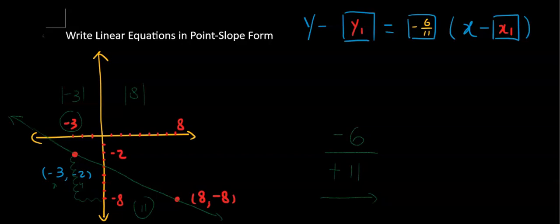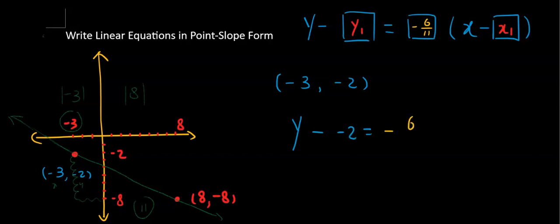Now we're going to write point-slope form. Since we have 2 points given to us, we can practice 2 times. Yeah, practice 2 times, make it better. The first point is negative 3, negative 2. So this is your point y, this is your point x. I'm going to write y minus negative 2 equals slope, open and close it, x minus negative 3.